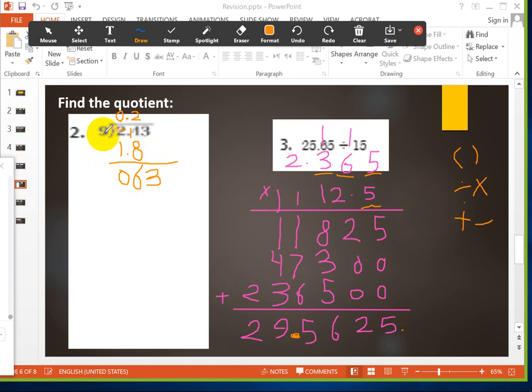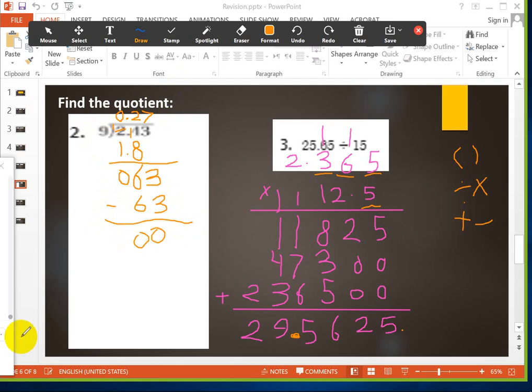63 divided 9. What's the number that I will multiply with 9? It will give me 63. It will be what? Thank you, girls, that's correct. It will be 7. Very good. So the number is 7, so I will write it here. Now 7 multiplied 9 equals 63. Then I will subtract, so it will be 0.